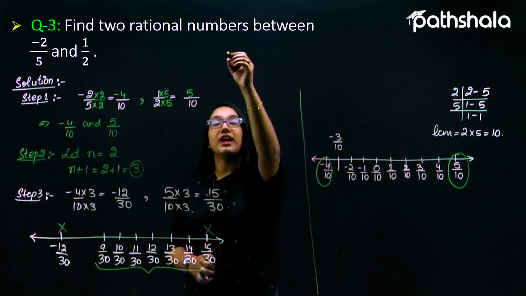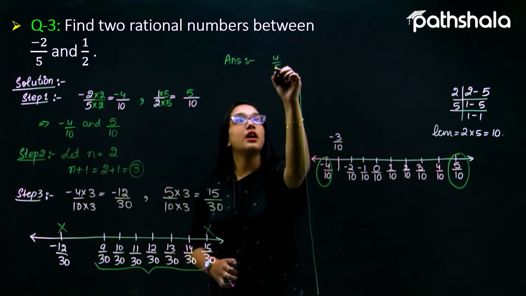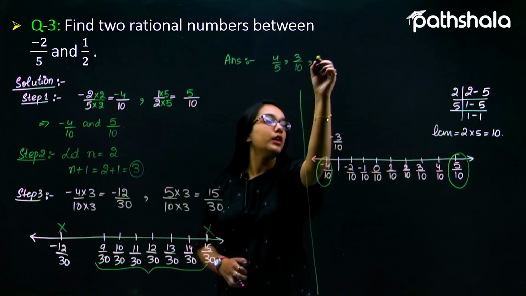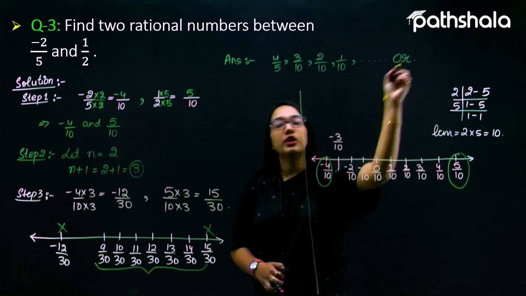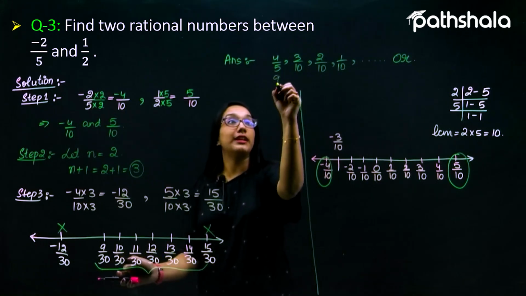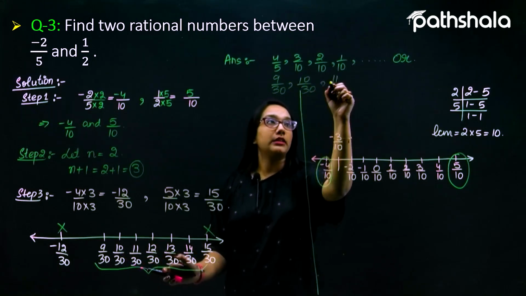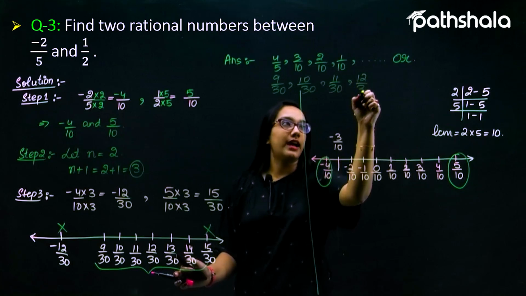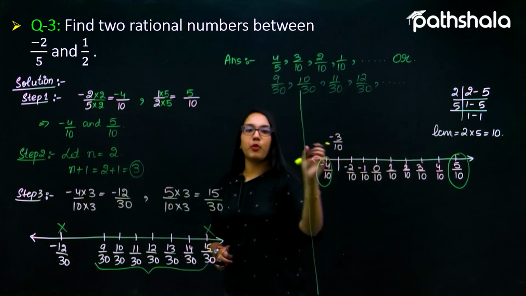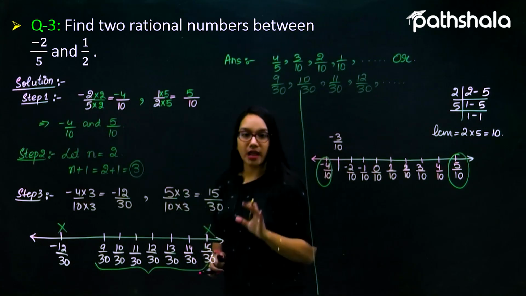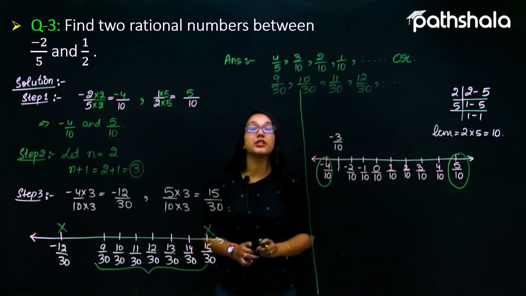So for finding two rational numbers, the answer can be either 4/10, 3/10, 2/10, 1/10 and so on, or 9/30, 10/30, 11/30, 12/30 and so on. Both of them are correct. You can follow either this step or that step, and you will get the answer for finding any rational number between two rational numbers. I hope the concept is all clear to you.